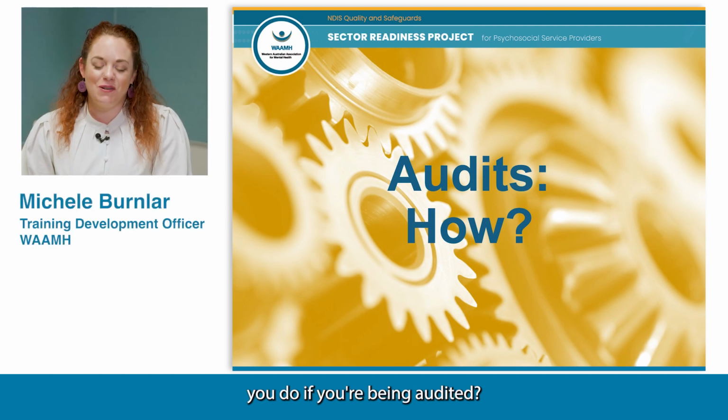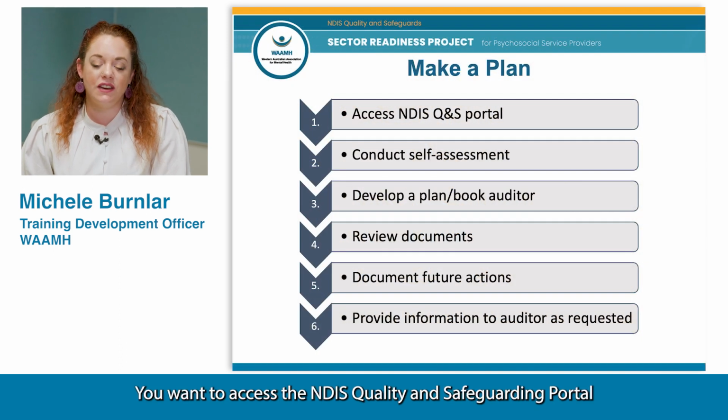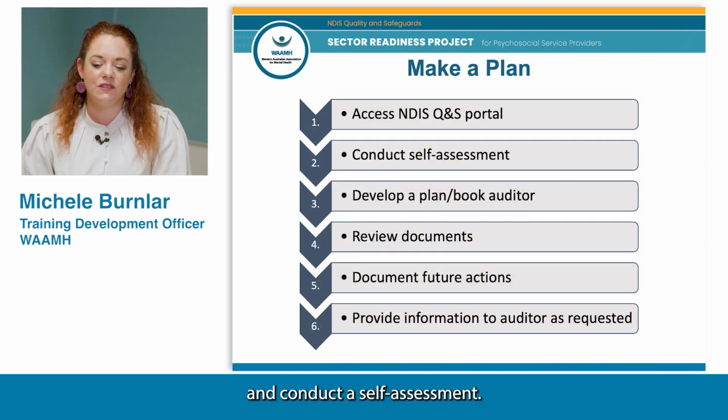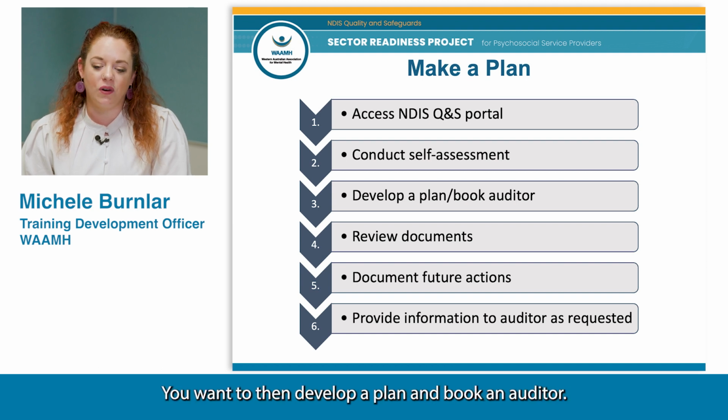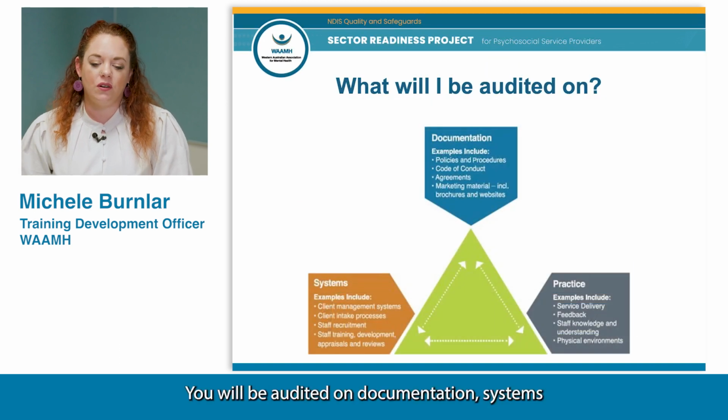So what should you do if you're being audited? The first step is to make a plan. You want to access the NDIS Quality and Safeguarding portal and conduct a self-assessment. You want to then develop a plan and book an auditor. Review all documentation, including service agreements. Document your future actions in a continuous improvement register and provide information to the auditor as required. You will be audited on documentation, systems and practice.